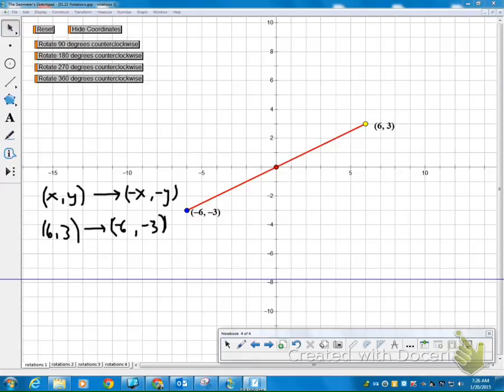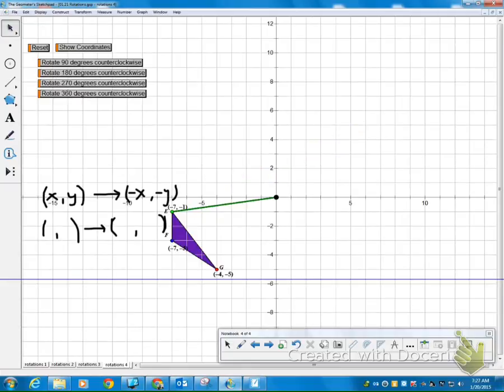So let's take a quick look here, and let's see with another shape if that motion rule that I've set right here stays the same. So let's look at this triangle right here. I'm going to go ahead and rotate this. Here's my point of rotation. Let's rotate it 180 degrees. And let's look at point G. So my point G starts out at negative 4, negative 5.